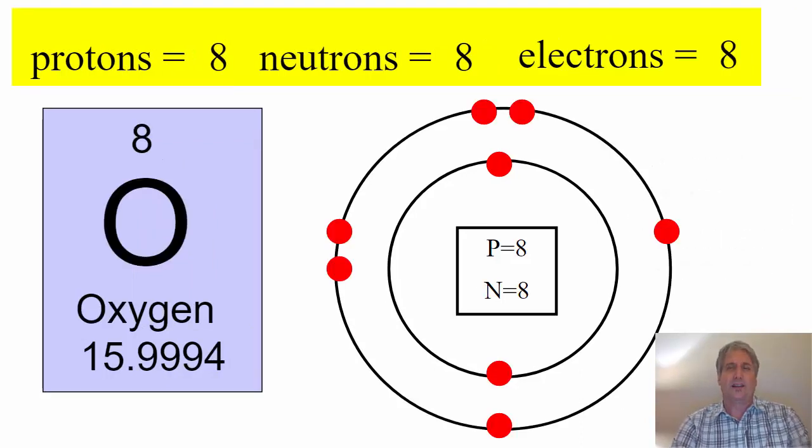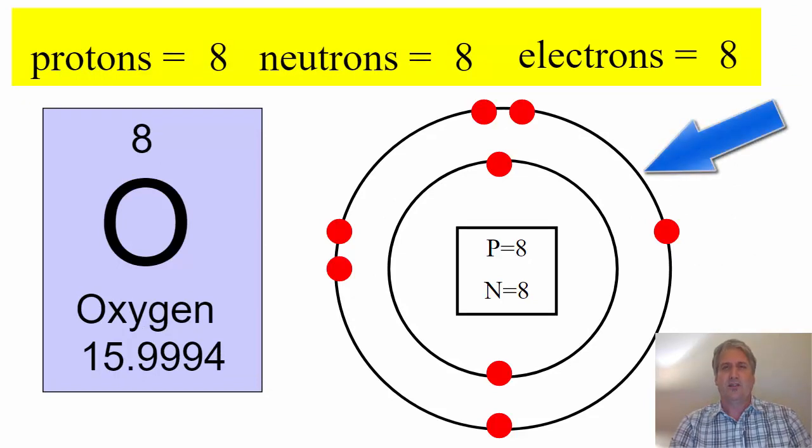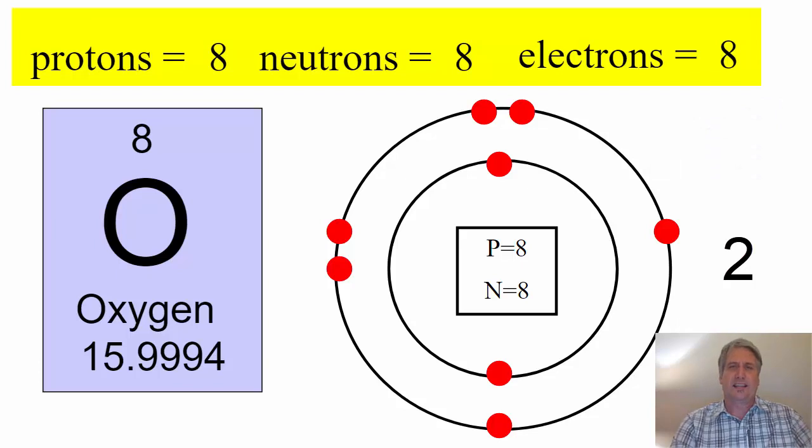Oxygen, on the other hand, likes to form 2 covalent bonds. Its outer energy level holds 8 electrons total, but it only has 6 electrons in its outer energy level. So oxygen likes to share 2 electrons with other atoms, meaning that oxygen likes to form 2 covalent bonds.